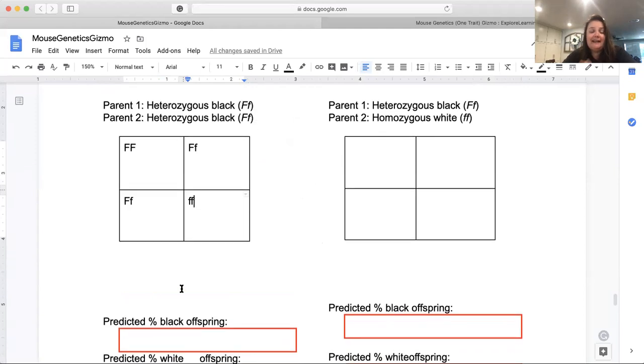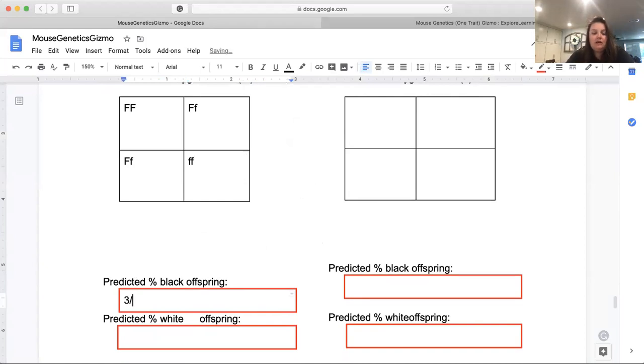Then it says predicted percentage of black offspring. So again, remember, if it has a capital F, it's going to be black. So how many of our 4 boxes have a capital F? We have 1, 2, 3 out of 4. What percentage would that be? Imagine 3 out of 4 quarters. How much money would you have if you had 3 quarters? 75%. And we always have a total out of 100. So if there's 75% black, the remaining 1/4 that is not would be 25%.